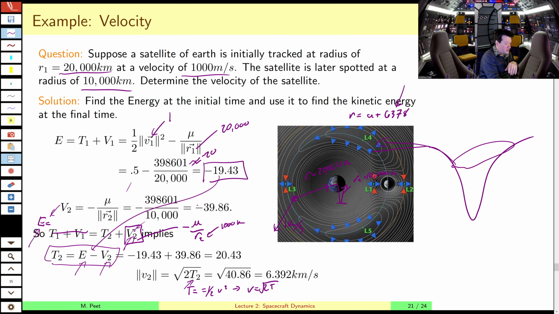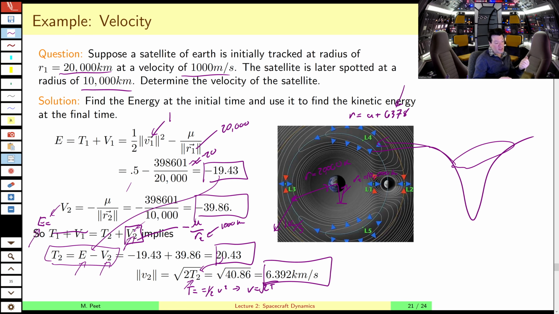V2 is right here, negative 40. And so we say, well, negative 20 minus negative 40 is approximately positive 20, which is the number we get there. And so then we just plug that number into the kinetic energy and we can get the velocity. So it's approximately the square root of 40, which gives us a velocity of the spacecraft of 6.4 kilometers per second, which is much faster, of course, than we observed it initially, which is only 1 kilometer per second. Now it's moving at 6.4 kilometers per second.